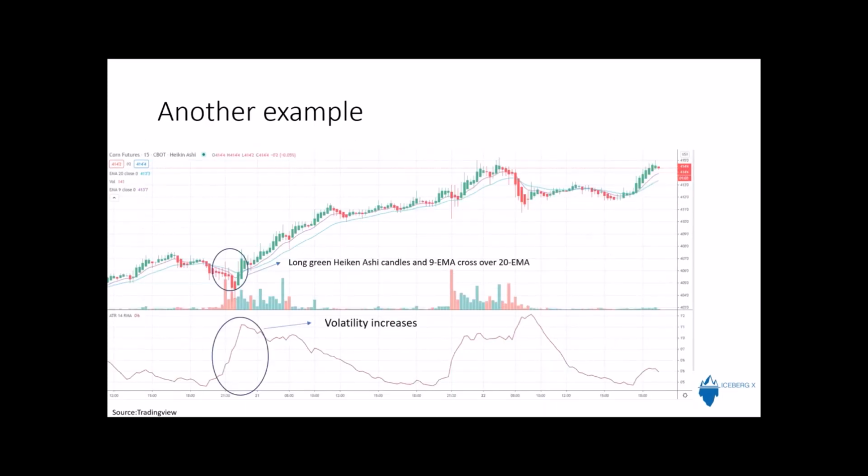Another simple setup: whenever you see a 9 EMA cross above the 20 EMA, that again tells you it's a bullish crossover. When you see green candles, starting from the second green candle formed, that means the bullish phase is starting. If you look at ATR values, the volatility has started to increase. When you see this in place, coupled with volume, it's telling you that the market is ready to go into a new trend. Therefore, it's a very opportune time for you to be in the market, in that position.